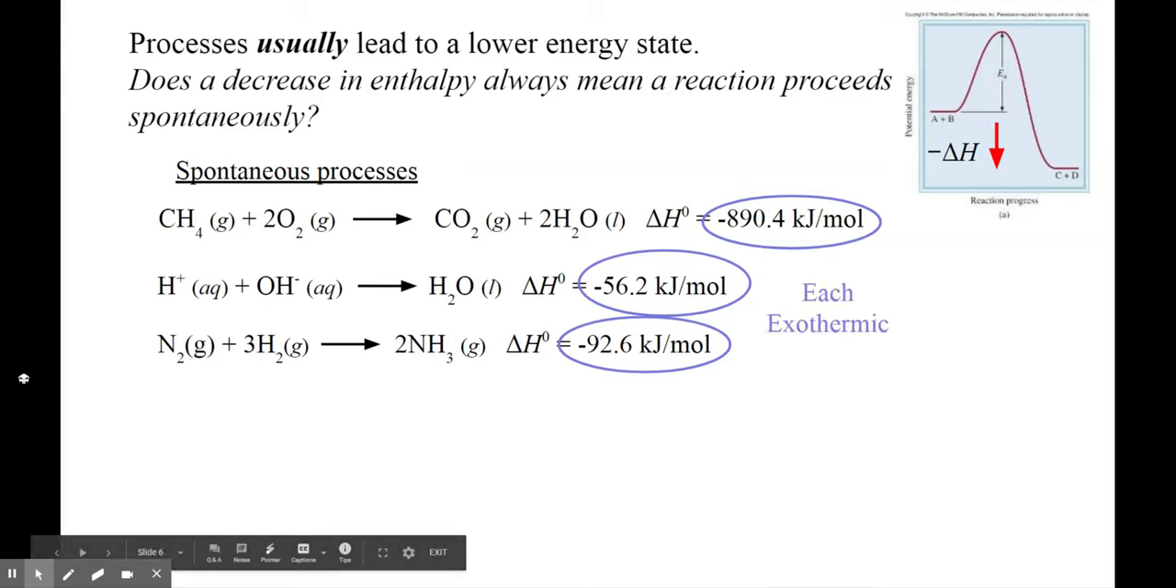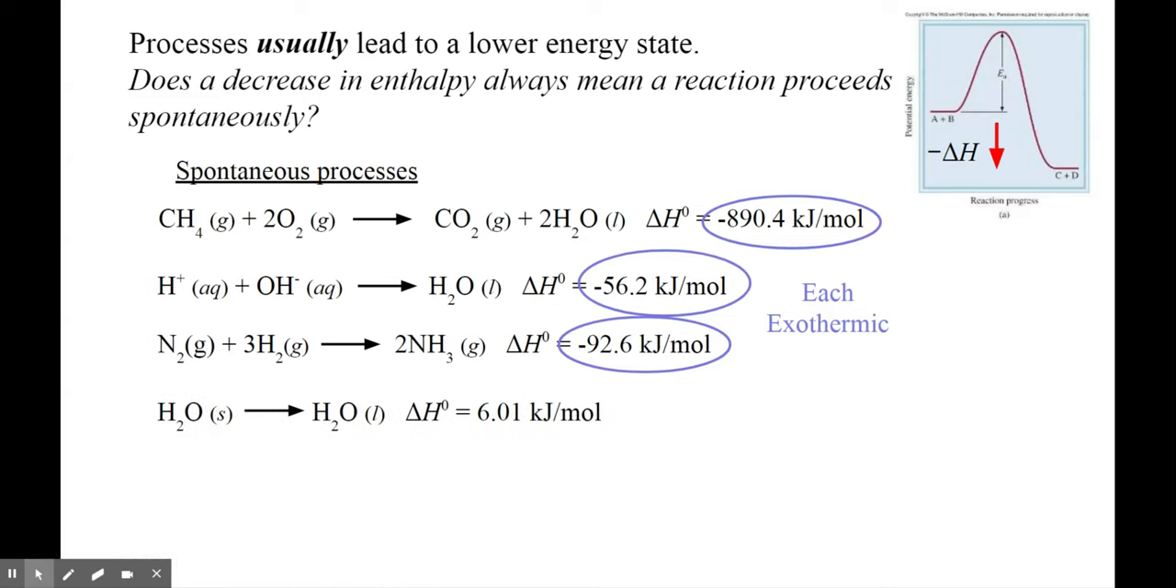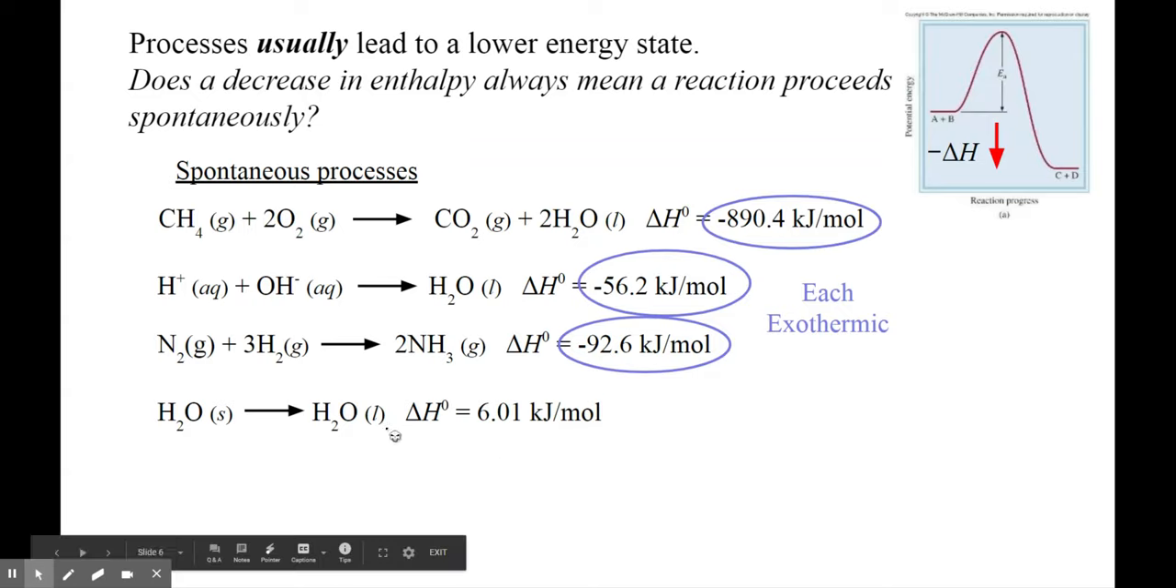So all of these are exothermic, but we do know that if you take ice, it can melt. That is an endothermic process. It's positive 6 kilojoules per mole.